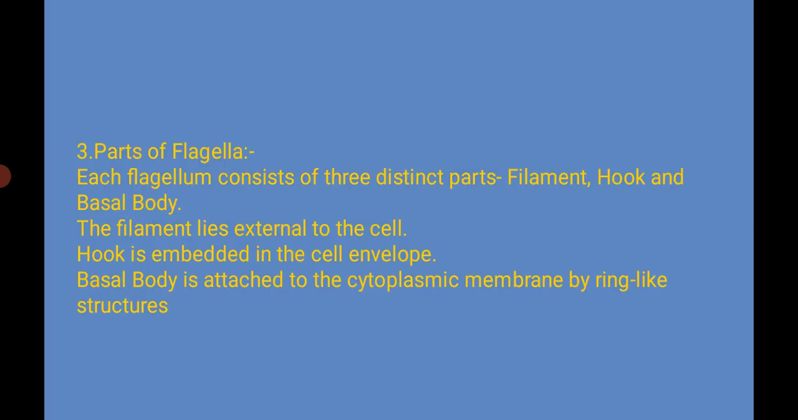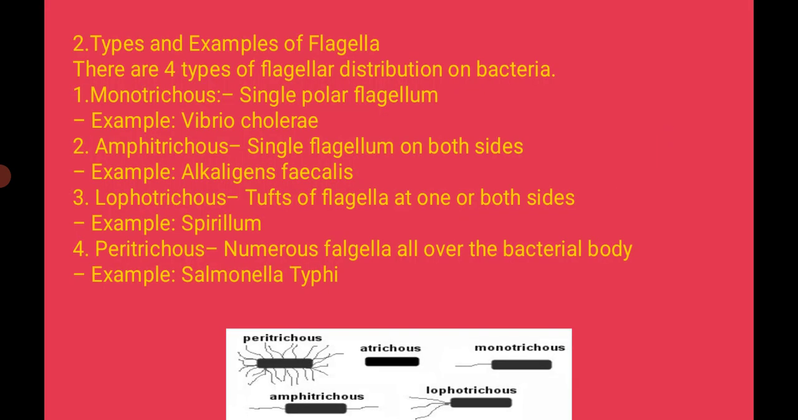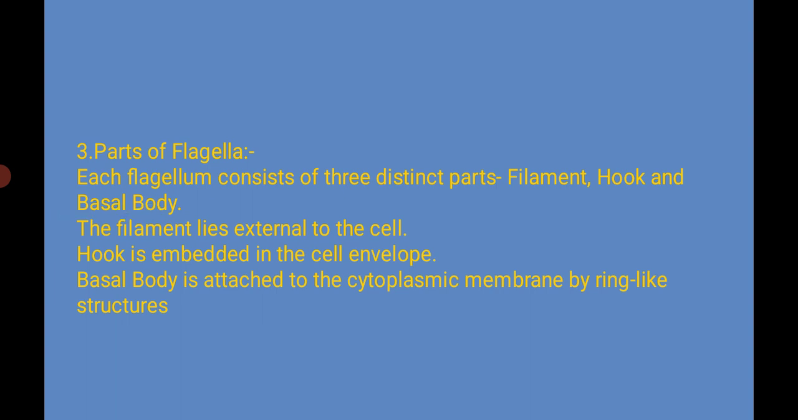Then the parts of a flagellum. Each flagellum consists of three distinct parts: filament, hook, and the basal body. The filament lies external to the cell. The hook is embedded in the cell envelope. The basal body is attached to the cell membrane by ring-like structures.